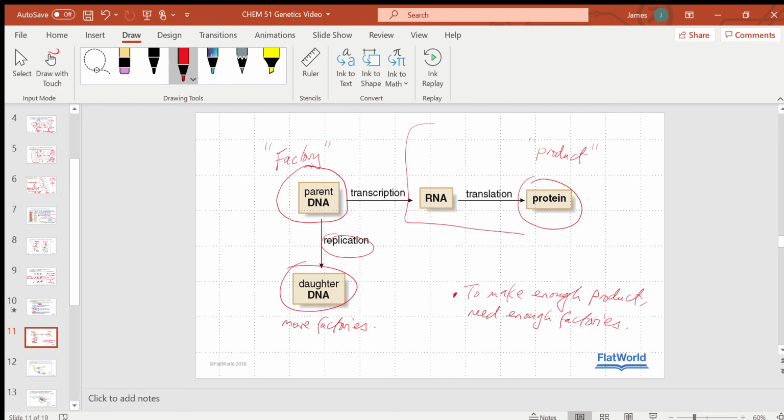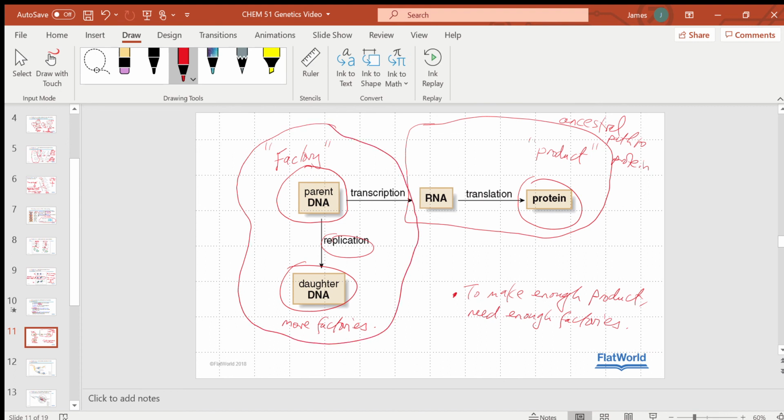Notice that this could happen anyway. So this is the ancestral path to protein. This part here is a later evolution.